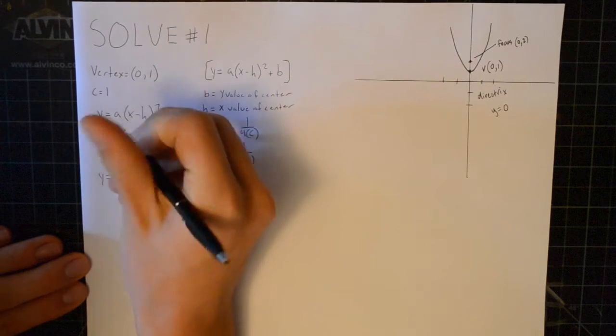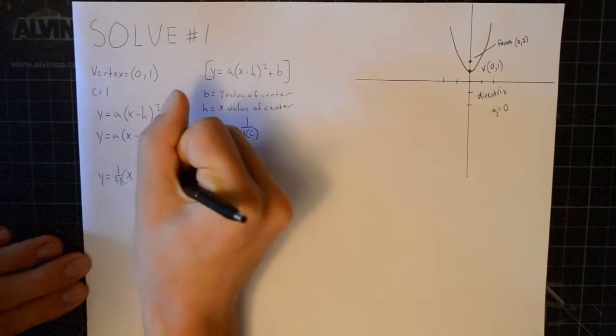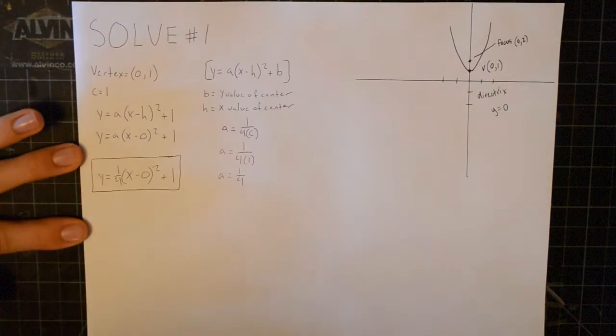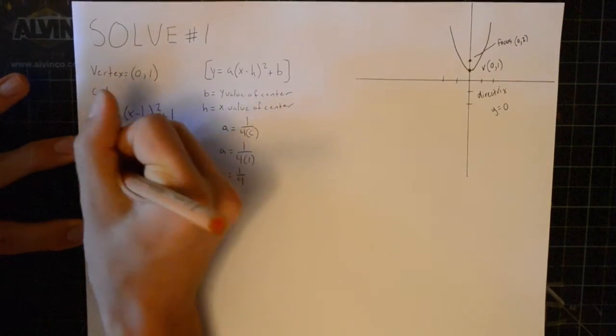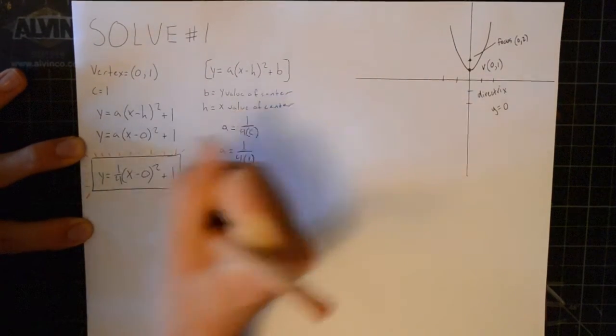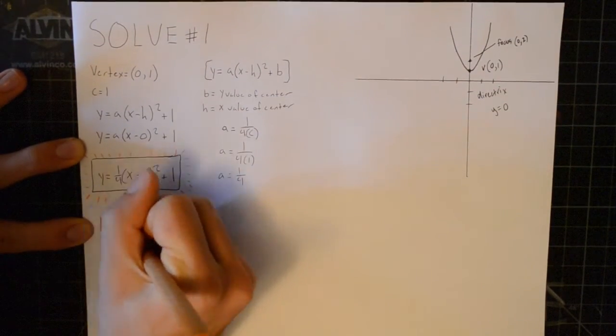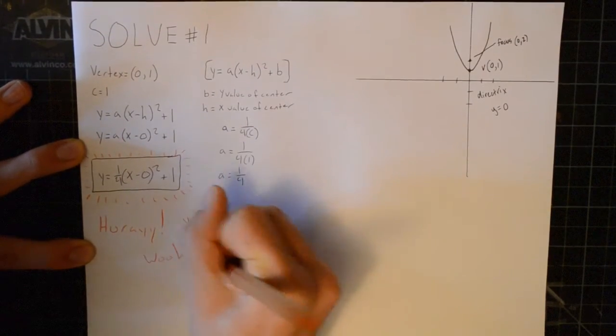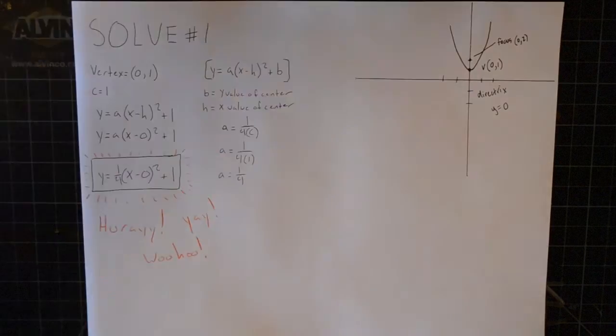a is always equal to 1 over 4c. Therefore, a equals 1/4. From there, we can use the Pythagorean theorem to determine that b is 1. Therefore, y equals 1/4 (x minus 0) squared plus 1.